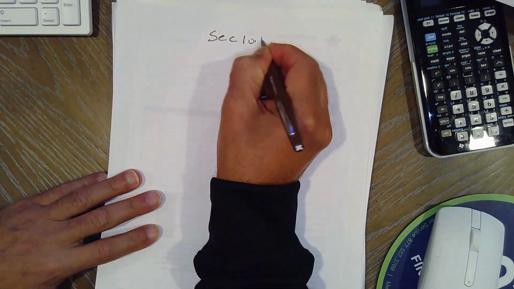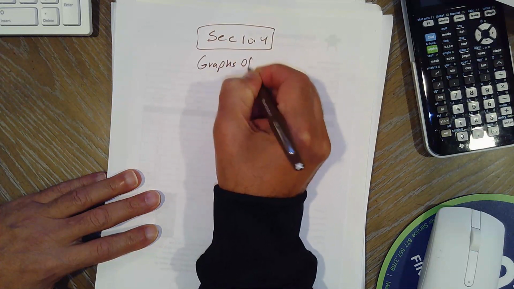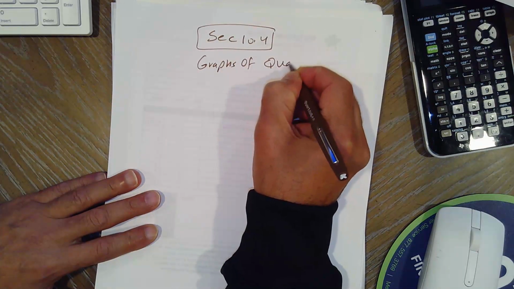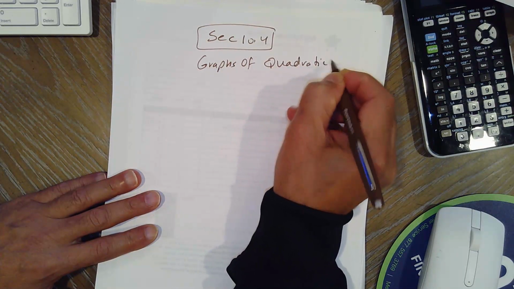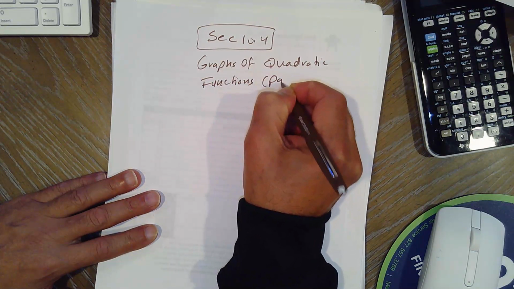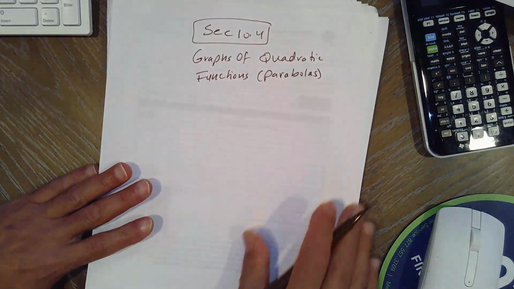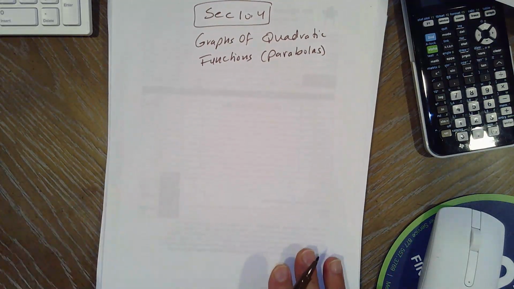Okay, so now to graphs of quadratic functions in 10.4. Graphs of quadratic functions. The graphs of quadratic functions are also called parabolas. So let's recall.